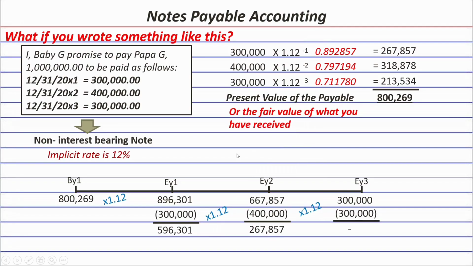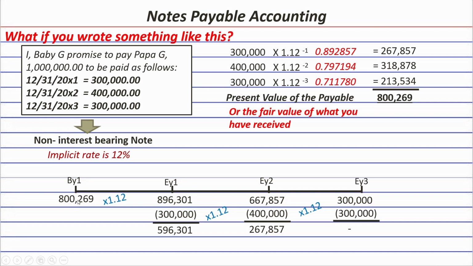This video is made in order to, first, present how to record the notes payable initially and subsequently, and second, how to present them in the financial statements. Okay? Now, let's begin with how do we record initially.